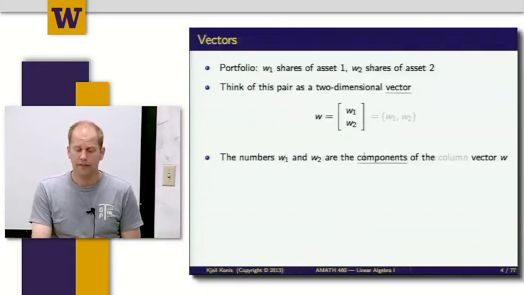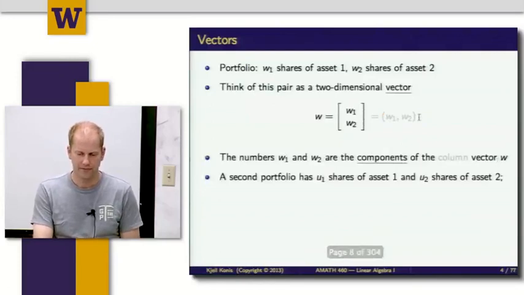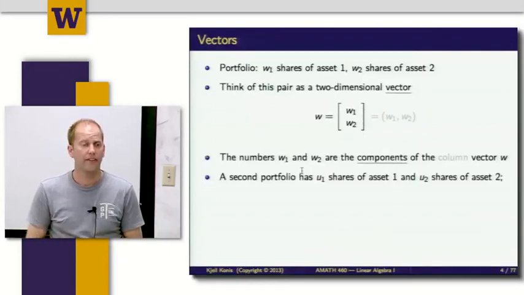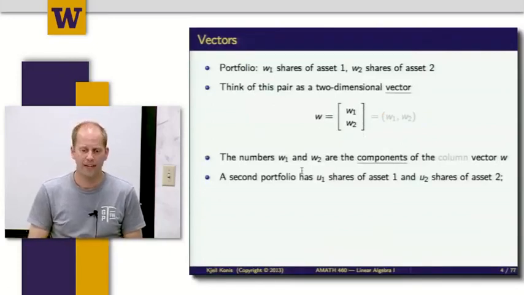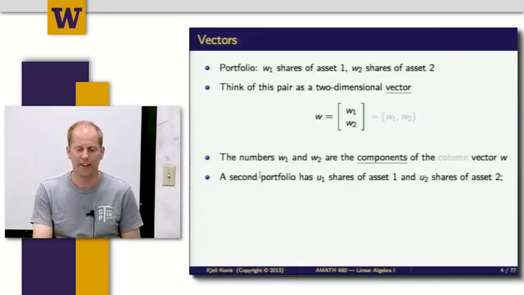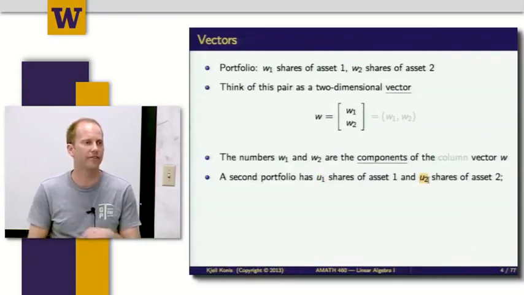And W1 and W2 are called the components of the vector W. And so the simplest operation would be addition. So suppose I had a second portfolio. So I have U shares of asset 1 and U shares of asset 2. So I can have different numbers, but the interpretation has to be the same.